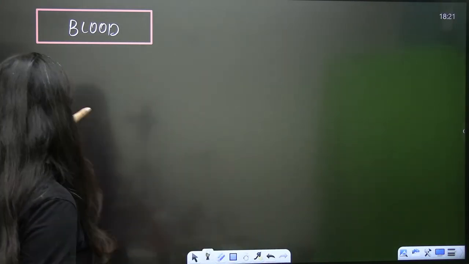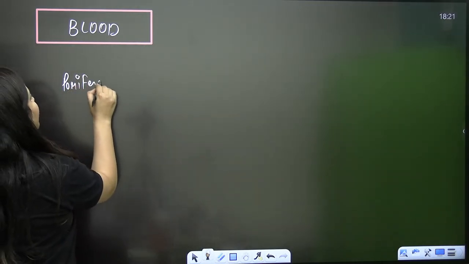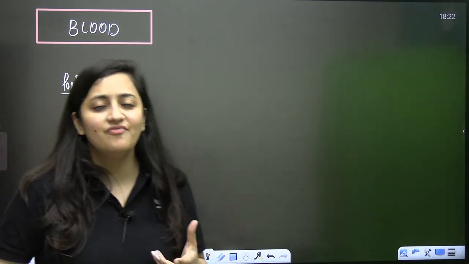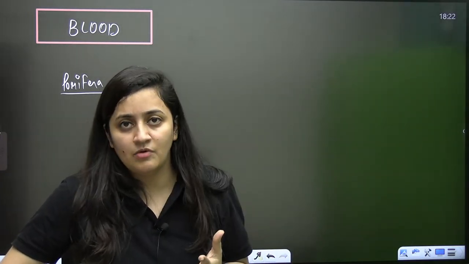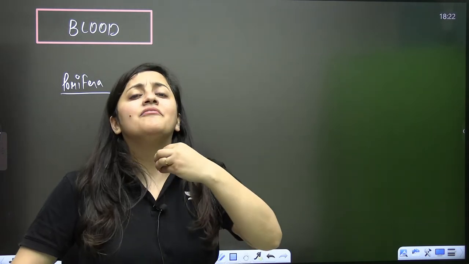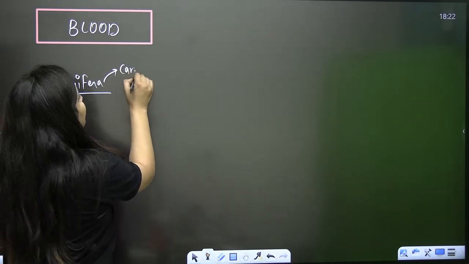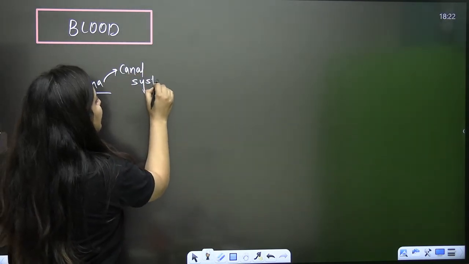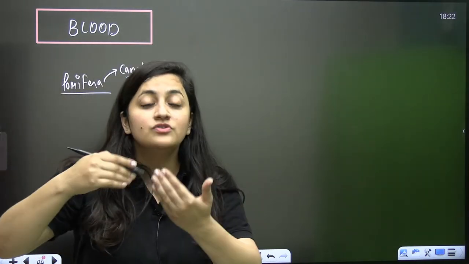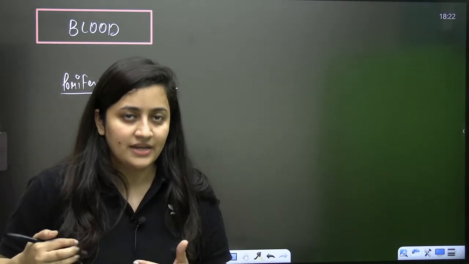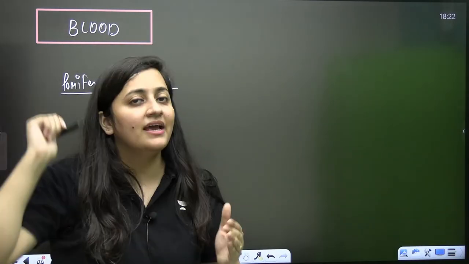So let's start with the porifera here. Of course, in their case, you are not going to find blood. Porifera is the simplest phylum of the animal kingdom, very simple organisms. In poriferans, we talk about the canal system. The choanocytes are there in that canal system. The flagellated cells maintain the water current, and that water current helps in circulation.